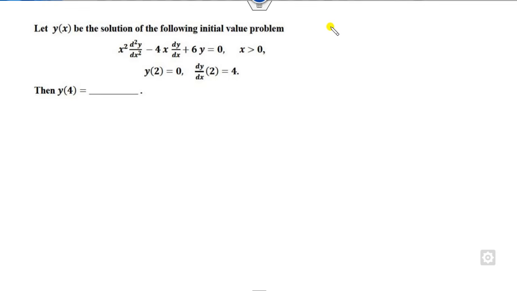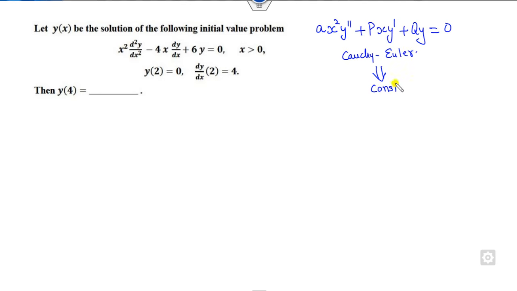Okay, so what is that? You all know the nature of this. If any equation is of the form ax²y'' + pxy' + qy = 0, I call it a Cauchy-Euler equation. So once it's a Cauchy-Euler equation, you can simply convert it into constant coefficients always.